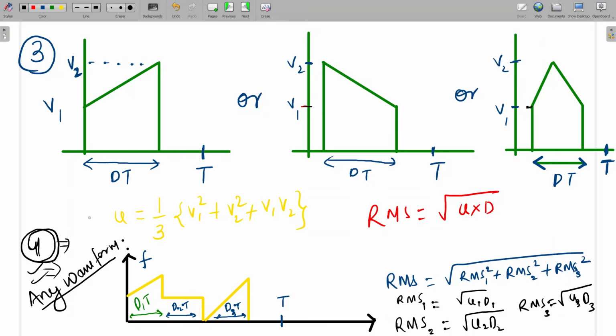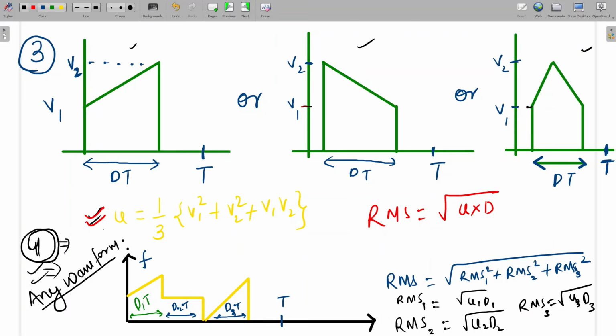So this type of waveform we will find more in the DC-DC converter. Like this will be the inductor current somewhere, this will be the switch current, this will be the diode current. This type of waveform will come there. So what will be the value of u for this type of signal?